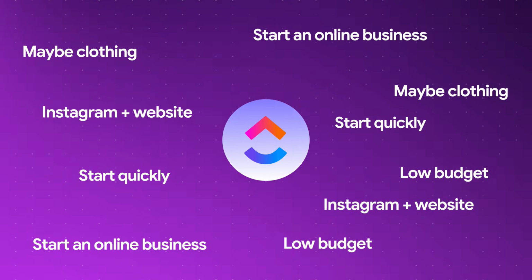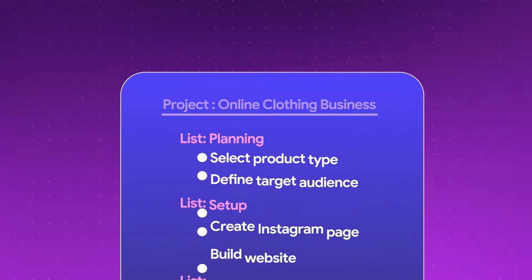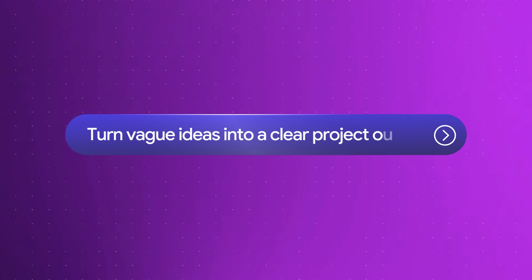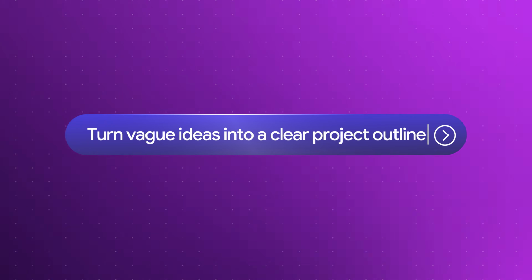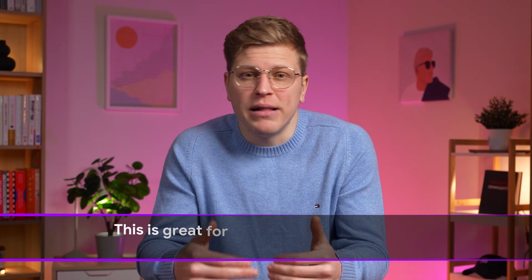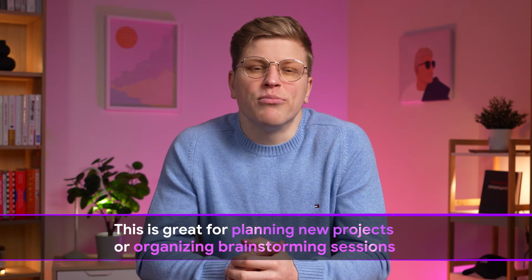Lastly, there are also AI actions. ClickUp Brain can help turn messy ideas into structured work. For example, you can ask the AI to turn vague ideas into a clear project outline with lists, tasks, and subtasks. This is great for planning new projects or organizing brainstorming sessions. If you're already using ClickUp daily, this is one of those features that quietly becomes hard to live without.